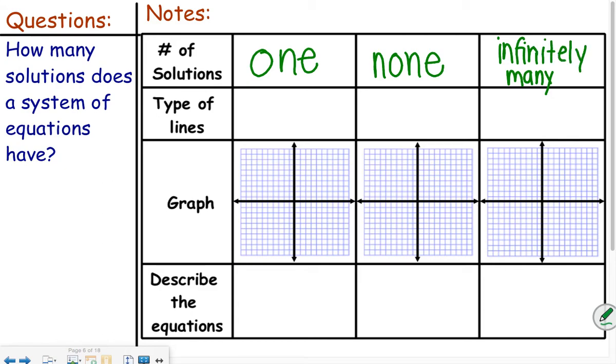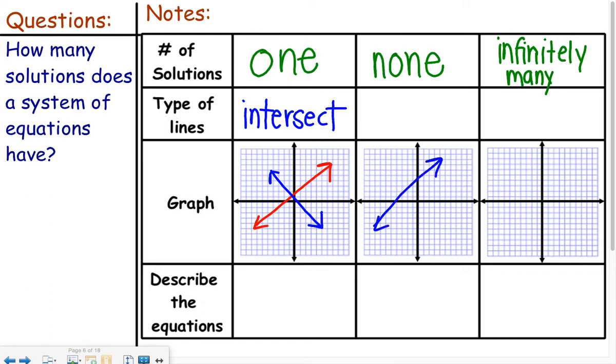Okay, so I'm going to jump down to my graphs. So lines that have one solution intersect one time. So there is what my graph looks like. And like I just said, they intersect. Lines that have no solutions are parallel. And lines that have infinitely many solutions are identical.